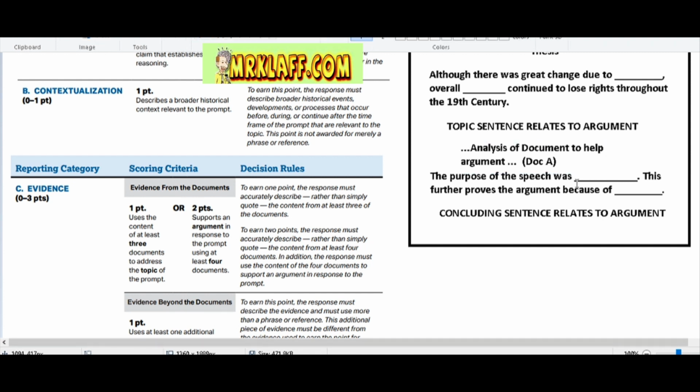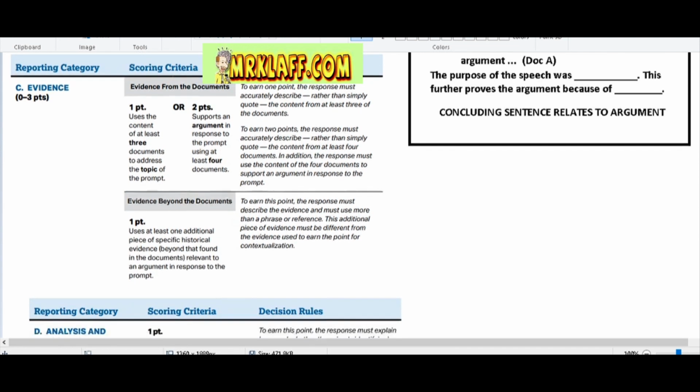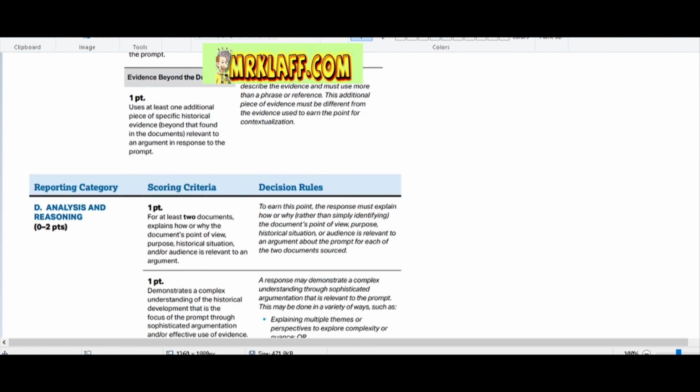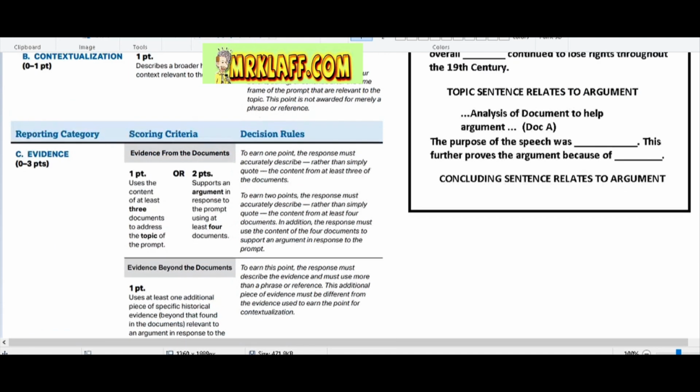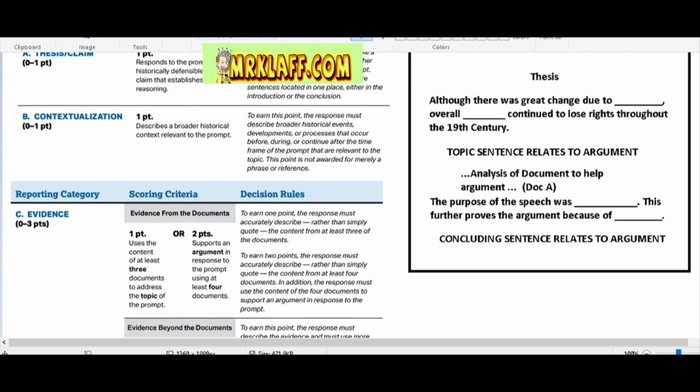The purpose of the speech was this. This further proves the argument of whatever you're arguing because of X, Y, and Z. If you just say the purpose of the speech is this, it doesn't get the point, because remember, it has to relate back to, right here, the argument. Why is that document relevant to the argument, okay? Why does it help prove it?